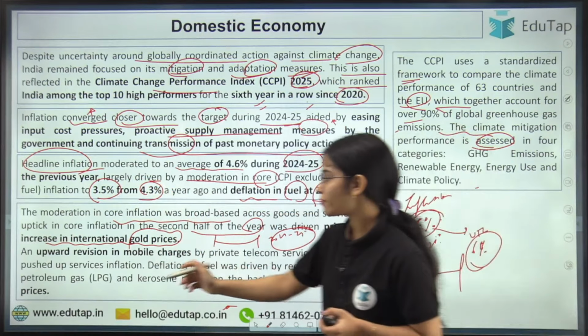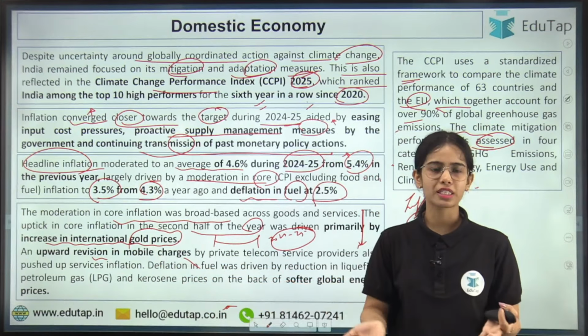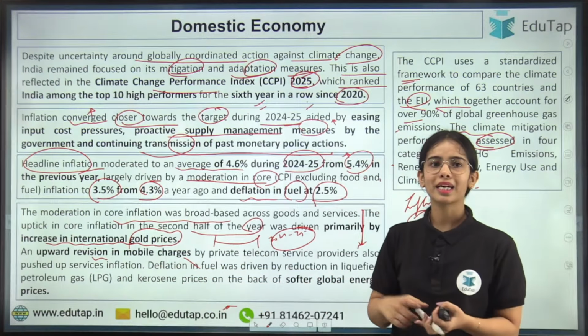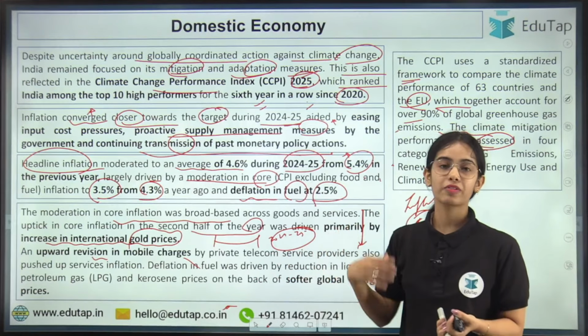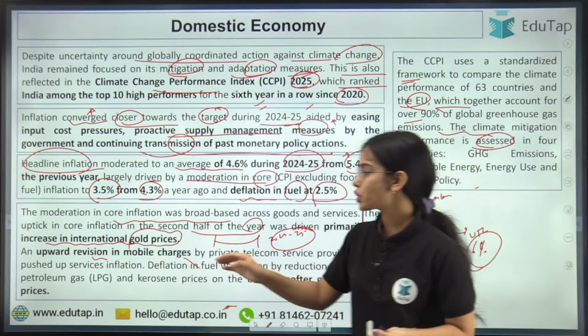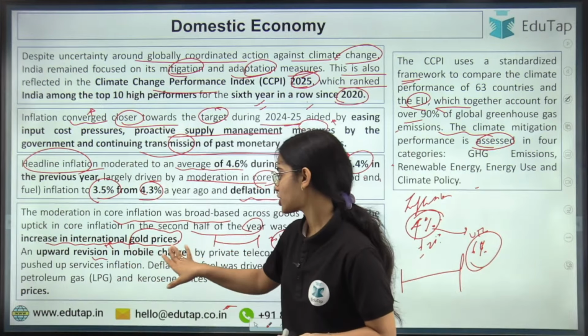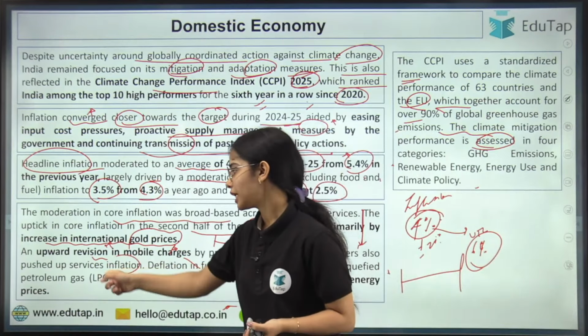Now there was an upward revision. You all do the recharge in your mobile phone. You must have seen the news also that the mobile charges by the private telecom providers were increased. This also affected the service inflation, okay? So there was upward revision in the mobile charges by private telecom service providers. This also pushed up the service inflation.